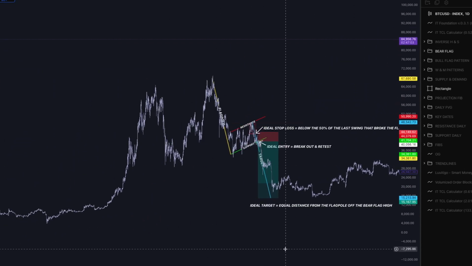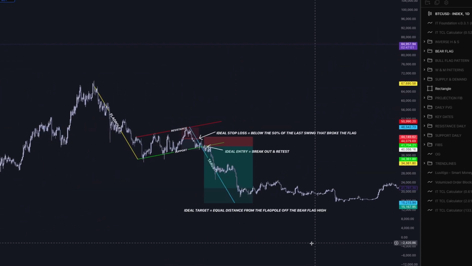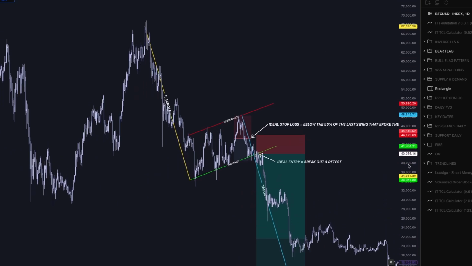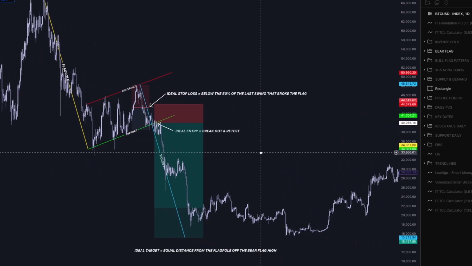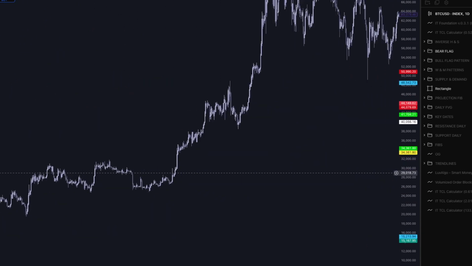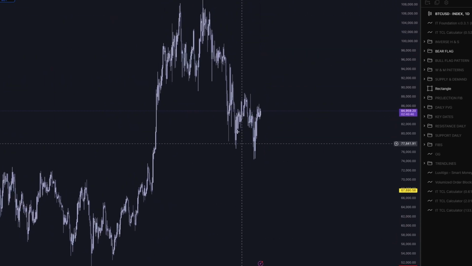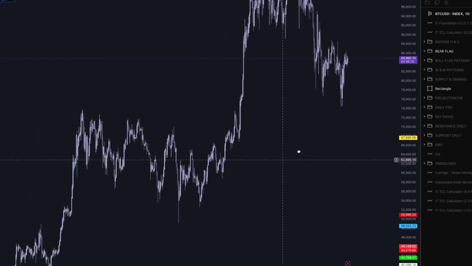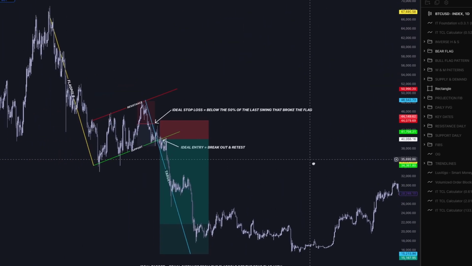Again, these two patterns are continuation patterns. So you're not going to be playing a bull flag out of a low. Right now, where Bitcoin is at a low, you're not really going to have a bull flag here at the low. You could have a bear flag. We could have a bearish flag. So that's what we've seen here.